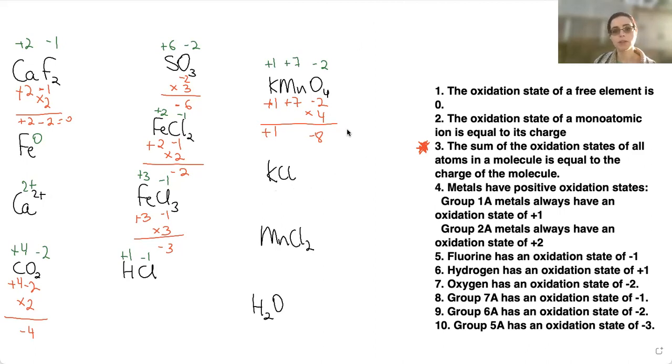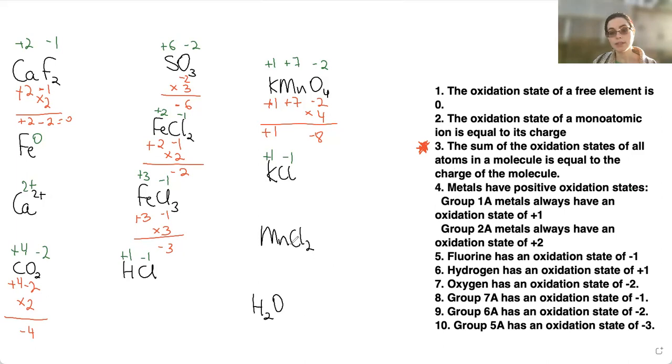Potassium chloride. So let's do this one. Let's go through the rules. It's not a free element. It's not a monatomic ion. And then number 3 we'll skip for now. And rule number 4 is the first rule that fits our situation. Group 1A metals always have an oxidation state of +1. So we say, okay, +1. And then by rule number 3, chlorine has to be -1.